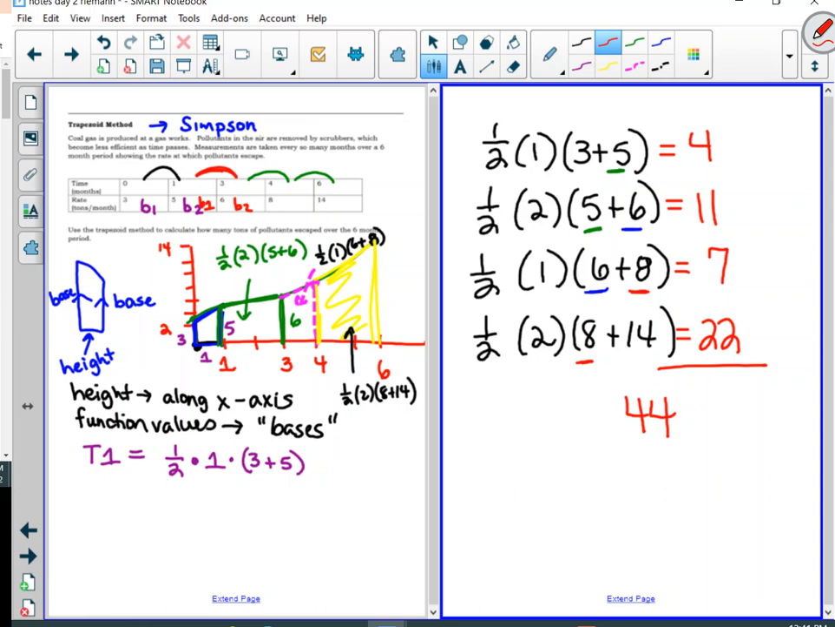44 tons. This was a problem about pollution being released out of a gas works with the coal gas coming out. How much gas is coming out, the rate that it's coming out in tons per month. So based on these different rates, we're looking at a total of 44 tons over the 6-month period.